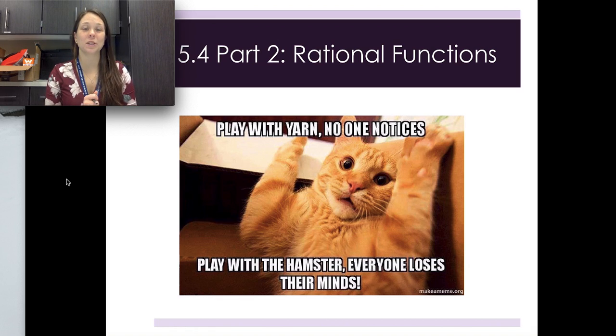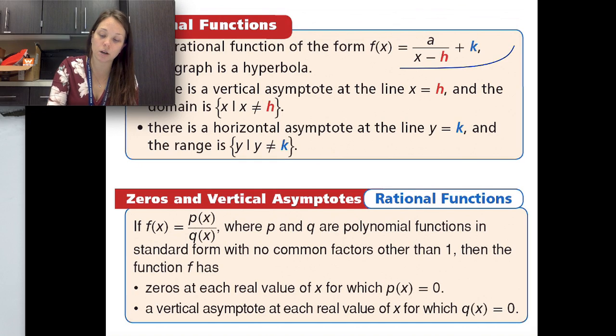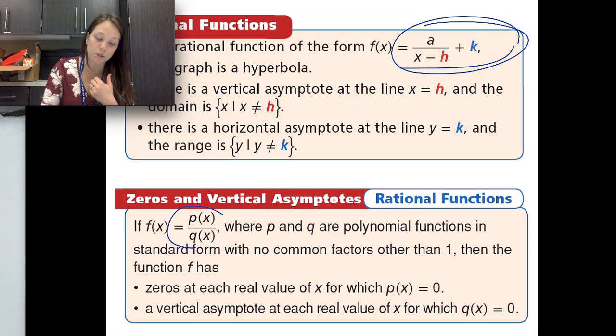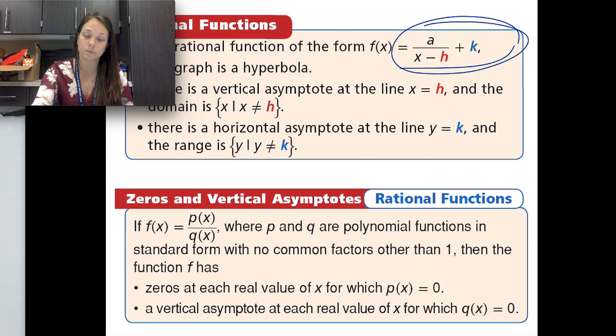Hi ladies and gentlemen, so today we're taking a look at 5.4 part 2, continuing with graphing these rational functions. So you'll notice that there's a repeat of these boxes that were in the first part of 5.4's lesson. We have the first type of rational function, which is in this form where you have a fraction and then you have a number added or subtracted after the fraction. The second form is where you have just the strictly two polynomials being divided together.